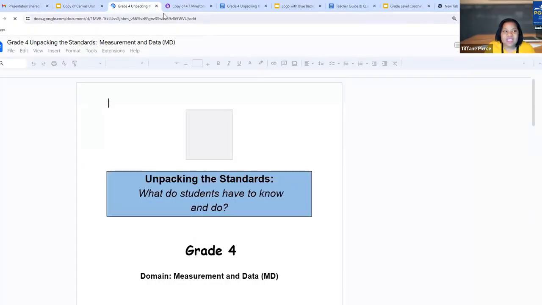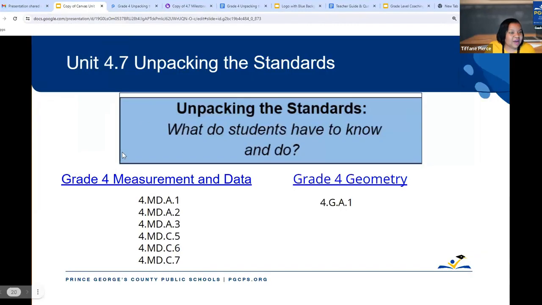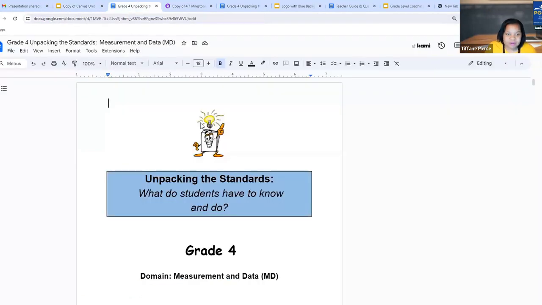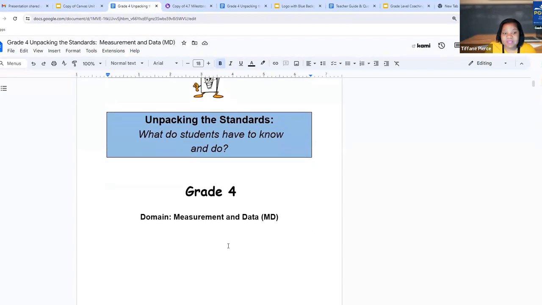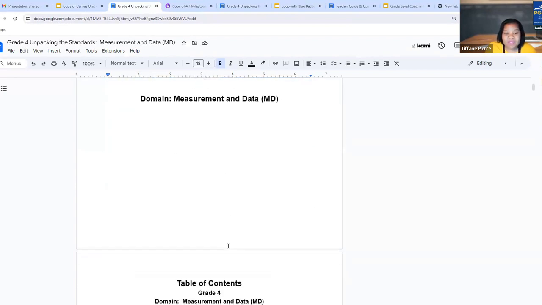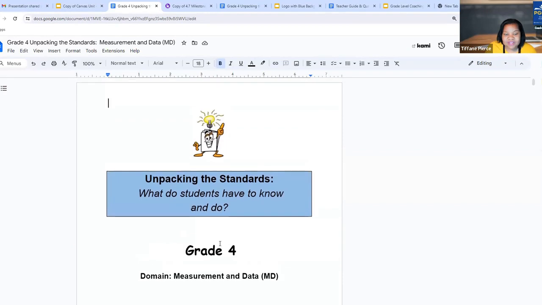When we are clicking directly on the links, if you missed how I got here, I'm clicking directly on this blue underlined link because that means it's a hyperlink. So I'm going to scroll down and that means it's going to take me somewhere new and somewhere that I need to go. So unpacking the standards, what do students have to know and do in grade 4?